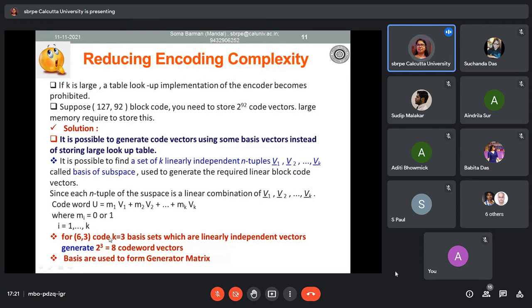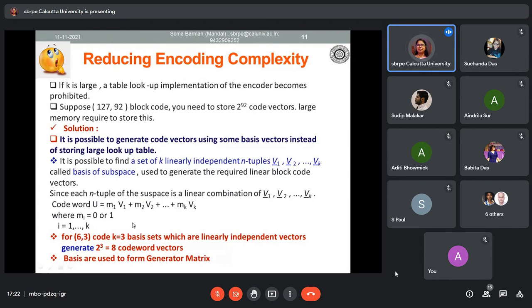So for a (6,3) code, k equal to 3 basis vectors are needed to generate the 8 code word vectors. So you only have to store 3 basis vectors instead of storing the 8 code word vectors in the lookup table. And these basis vectors form the generator matrix.